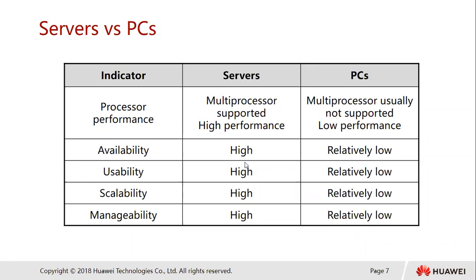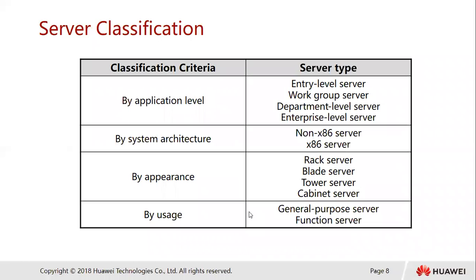In terms of availability, for the server the availability is higher, while for the PC it is low. Usability for the server is higher. For the PCs, it is relatively low. Scalability for the servers is also higher, while for the PCs it is relatively low. And then for manageability, for the servers, of course, it has to be high, and for the PCs, it is low.